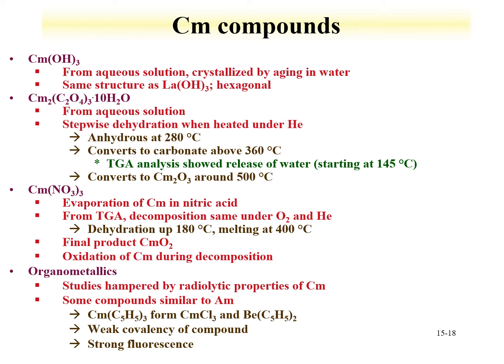There's some evaluation of curium organometallic compounds. Again, the Cp ligands, similar to americium, have been evaluated, and weak covalency, similar to what was seen with americium, is observed. Unlike americium, however, strong fluorescence, due to what we described from the curium-3 properties, is used to probe and understand the behavior of this system.